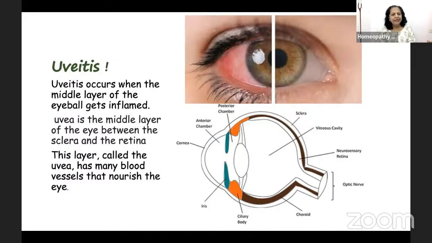Hi. So today's topic is uveitis. Now we would like to know exactly what is uveitis. Before that, we will talk about the anatomy of the uvea.